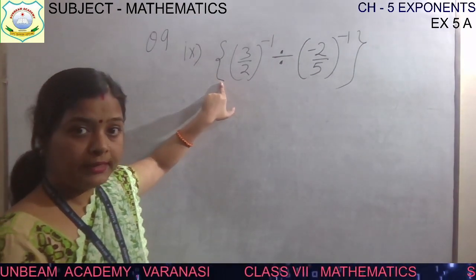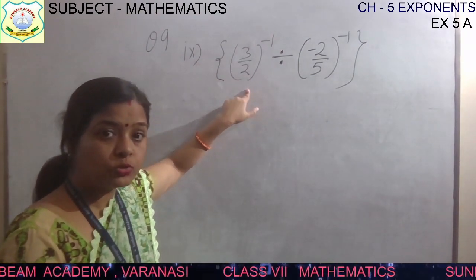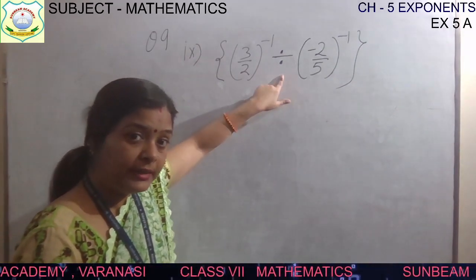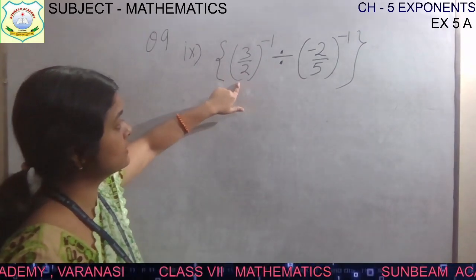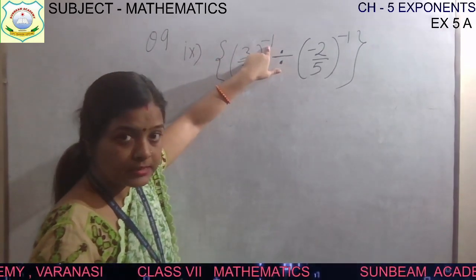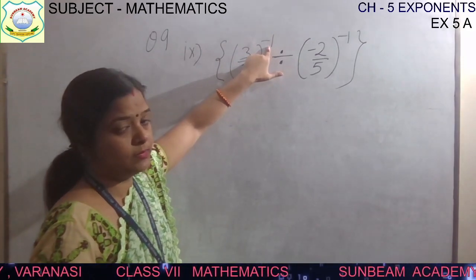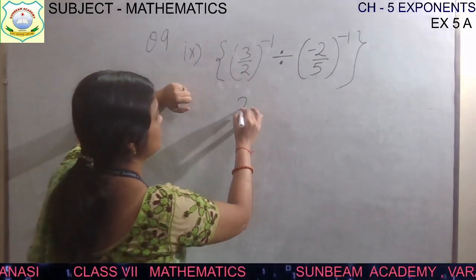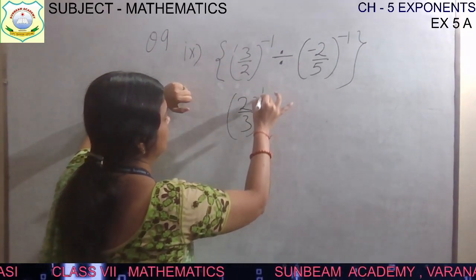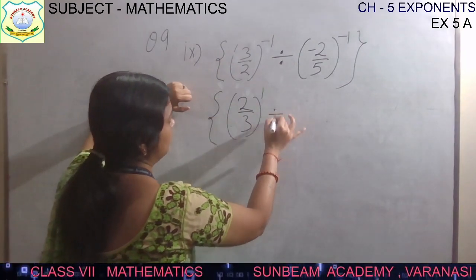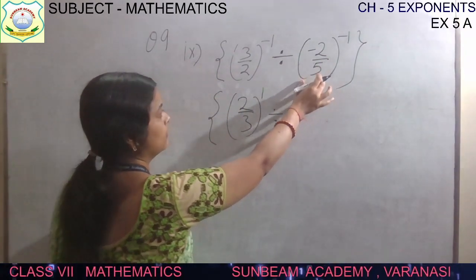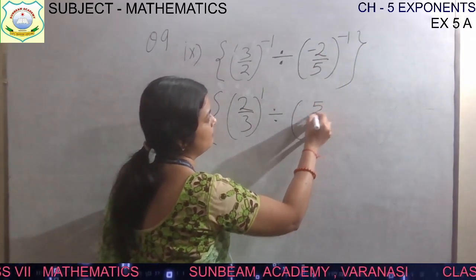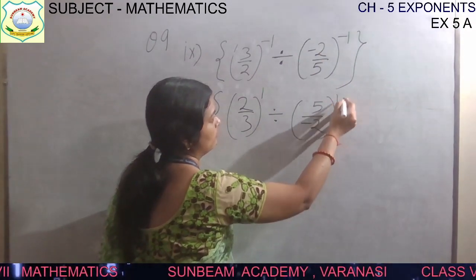In this curly bracket, one more bracket is there inside. So first of all we will solve that. We will open the bracket first, then we will divide. So 3 by 2 to the power minus 1 is there. First of all we will solve this negative power and make it positive. So 3 by 2 can be written as 2 by 3 to the power 1, divided by, again making the reciprocal because the power is negative, 5 by minus 2 to the power 1.